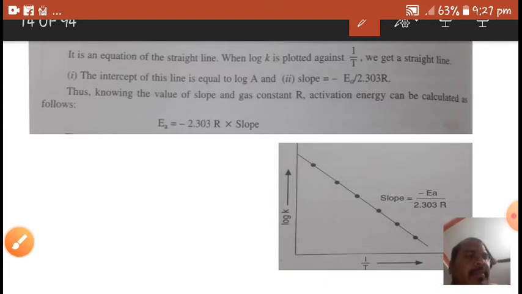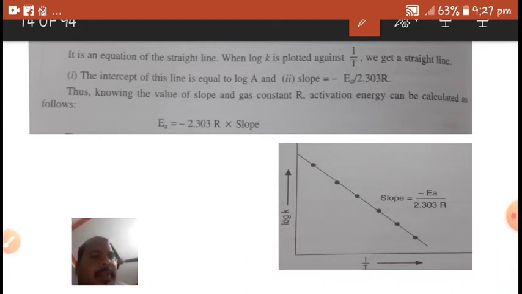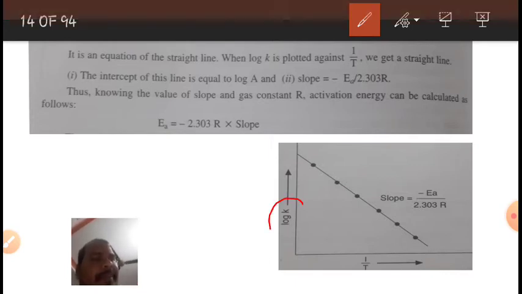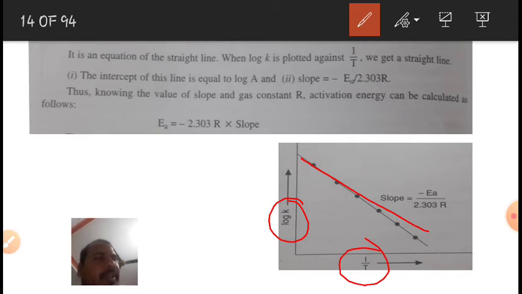Here I am drawing a graph between log k versus 1 by T. We get a straight line with a negative slope. Here the slope is minus EA by 2.303 R, and then we get this EA value. So by drawing a graph between log k versus 1 by T, we can get the value of activation energy.